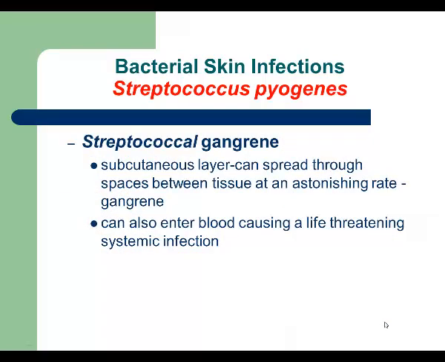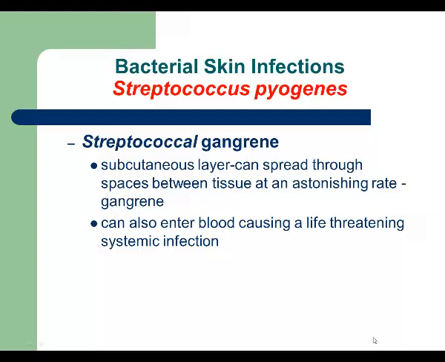The next very serious infection or condition that can be caused by Streptococcus pyogenes is streptococcal gangrene. Another name of this infection, you probably heard about this infection as flesh-eating bacterium or flesh-eating strep. So basically, what happens to the tissues when they are affected with streptococcal gangrene, they start melting.